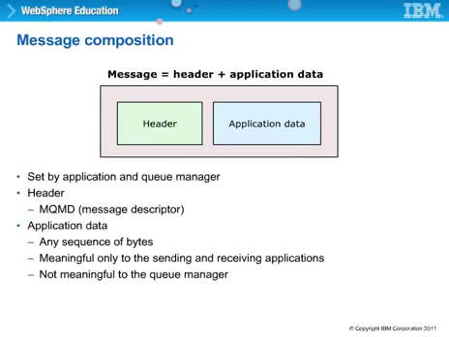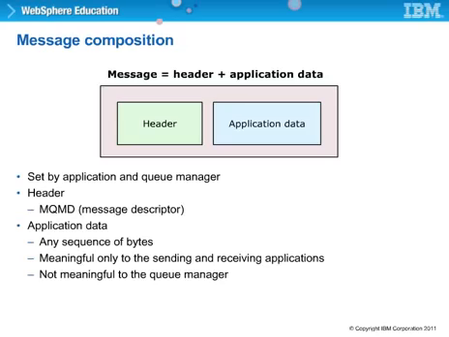A WebSphere MQ message has two parts: a header or headers, followed by some application data. All WebSphere MQ messages always have a header called the MQ message descriptor, or MQMD. The message descriptor contains control information about the message that is used by both the queue manager and the receiving application. It contains a number of fields that you review later in this course.